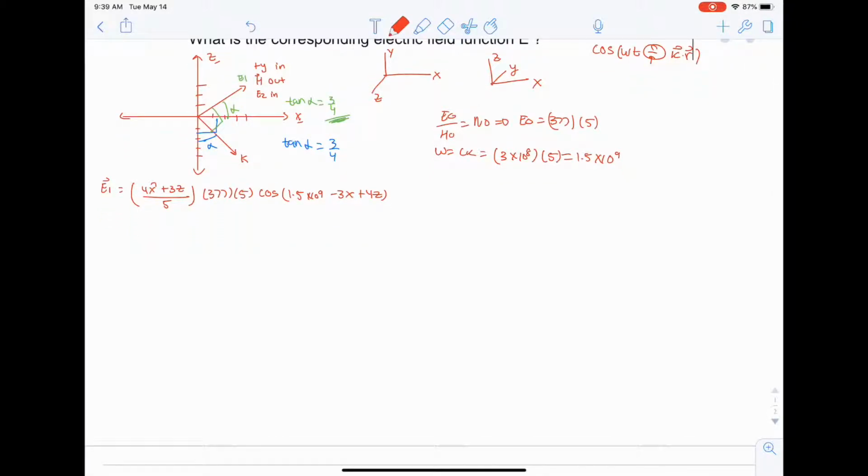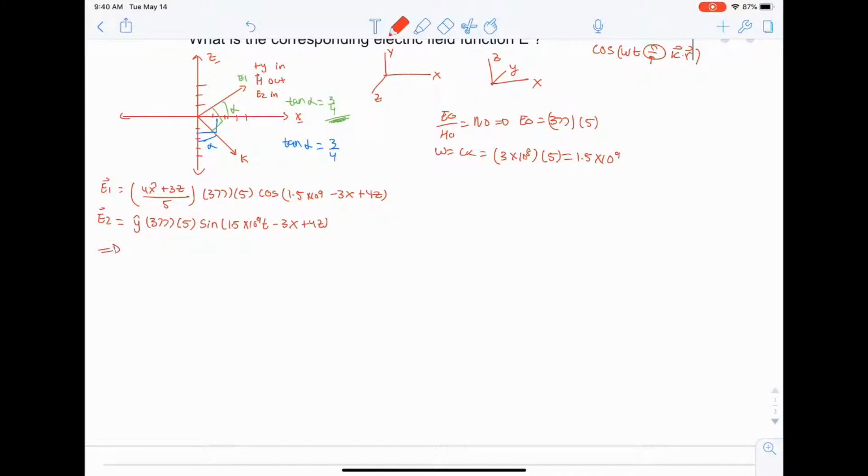Now, for E2, we know that it goes into the board, which is along the y direction, so it's y hat times the magnitude, 377 times 5. And since it's 90 degrees in phase with cosine, it's going to be sine of 1.5 times 10 to the 9 t minus 3x plus 4z.